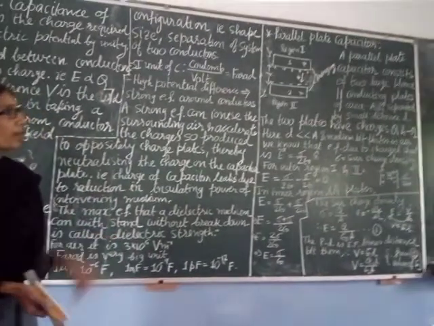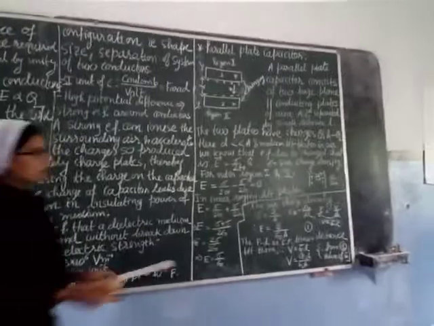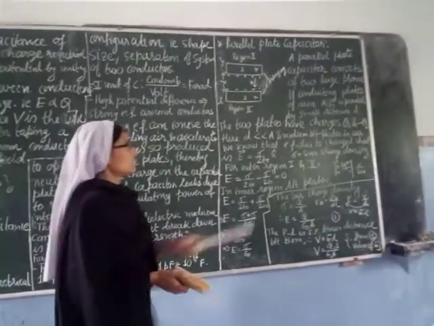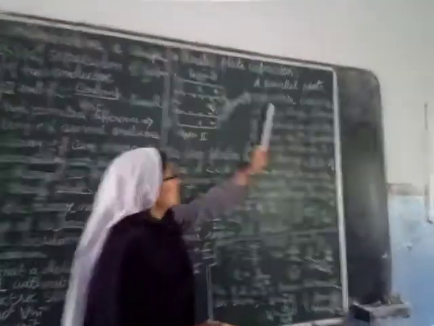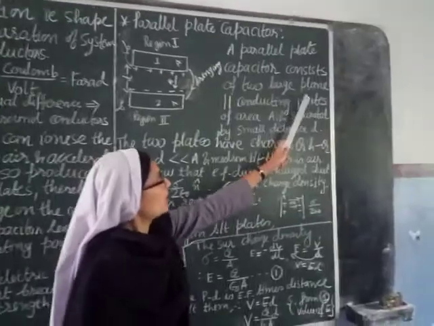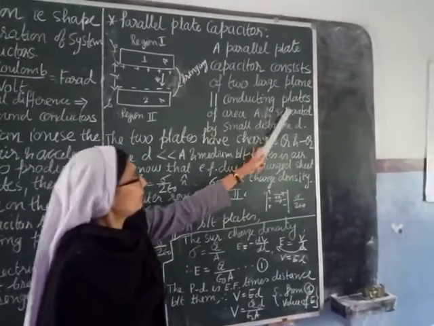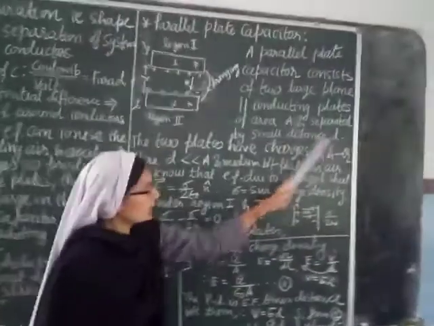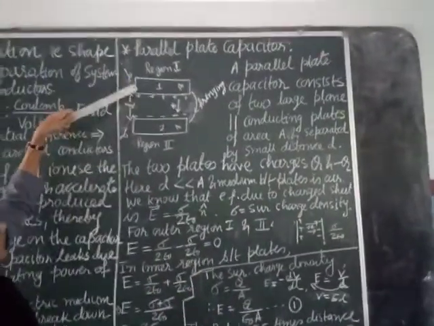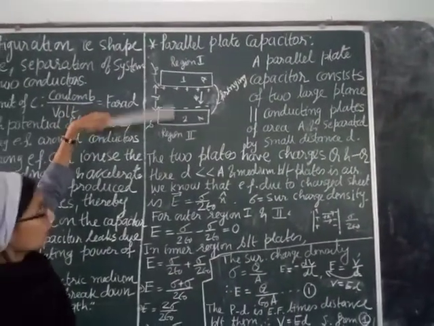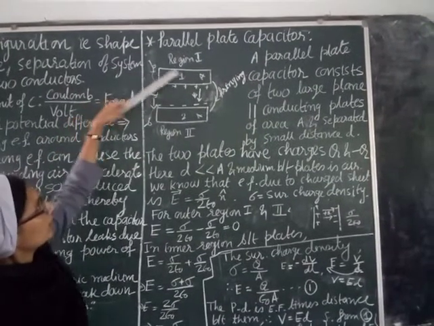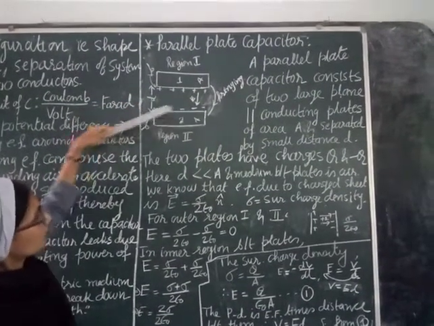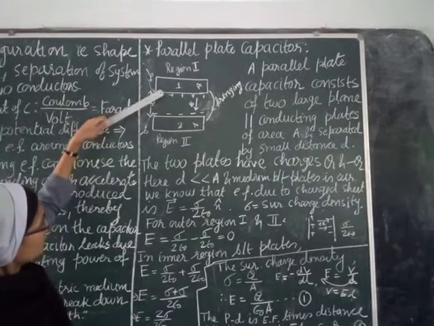Now we have the parallel plate capacitor. So what do we mean by a parallel plate capacitor? A parallel plate capacitor consists of two large plane parallel conducting plates of area A separated by a small distance d. Look at this figure. This is plate A, this is plate B, 1 and 2. The area of each plate is A, and the distance between the plates is d.